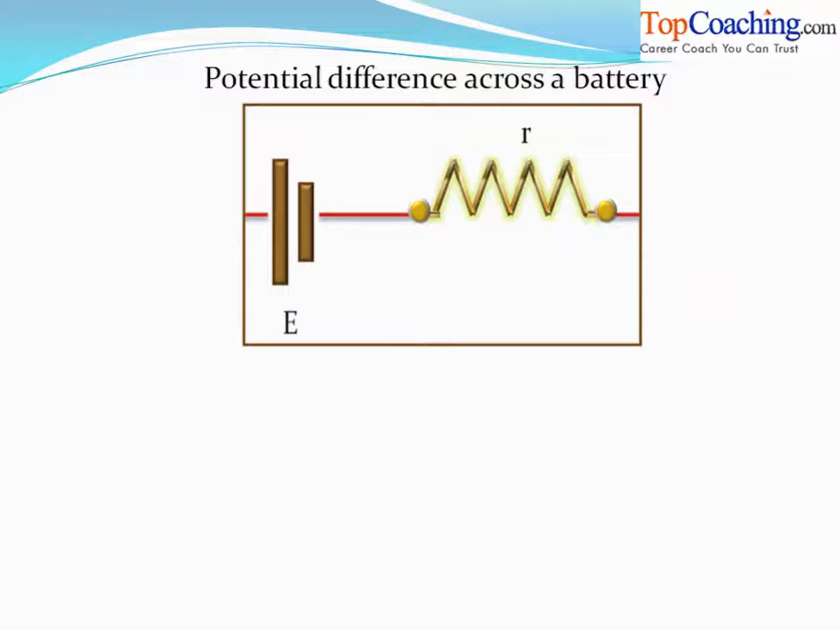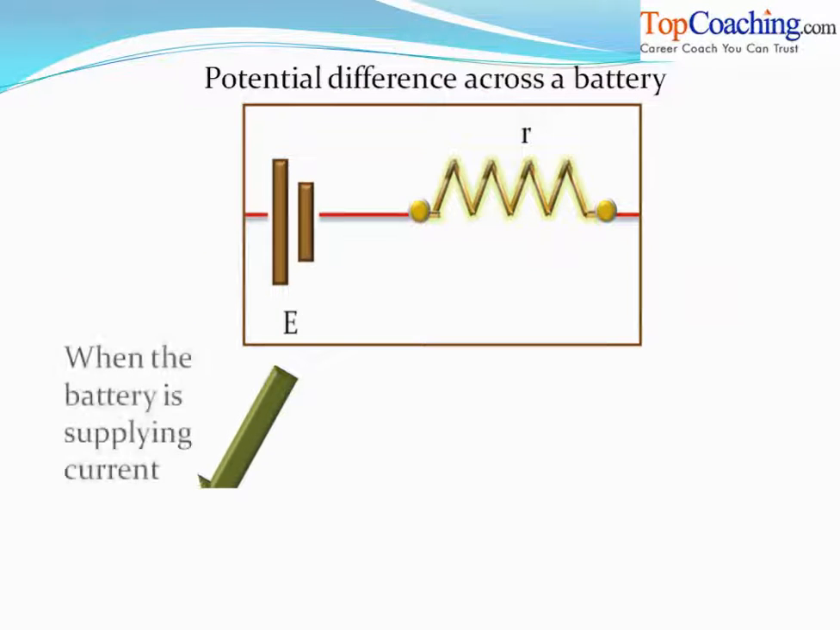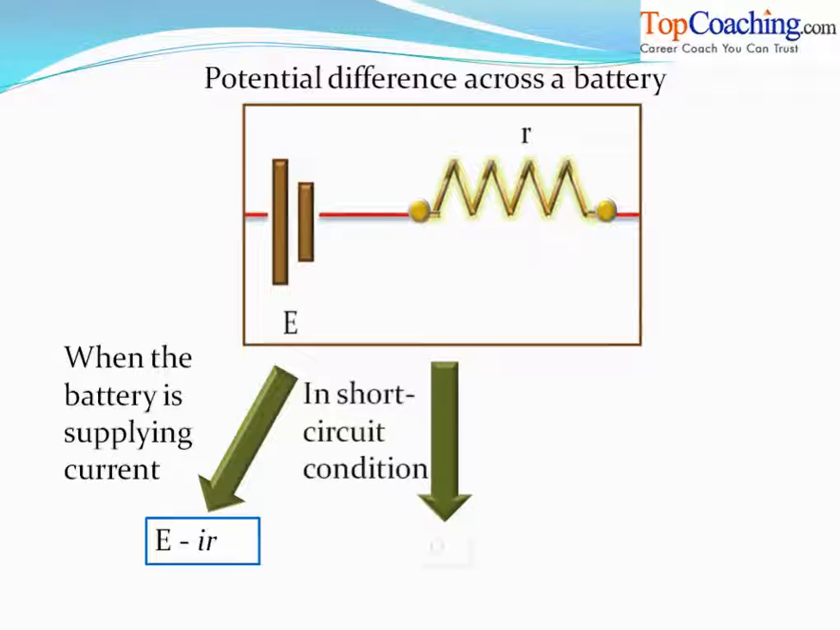In fact, we can consider all the three cases that we just looked at. When the battery is supplying current to the circuit, the potential difference across the battery is E minus IR, where R is the internal resistance of the battery and I is the current flowing out from the positive terminal of the battery. In short circuit condition, the electric potential across the battery terminals is 0, and that has to be so. After all, we've connected the positive terminal of the battery to the negative terminal of the battery. But a current I equal to E by R does flow through the circuit even when the battery is short circuited.